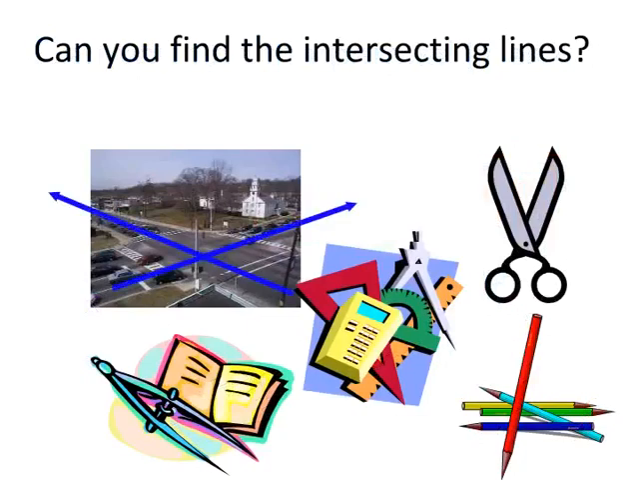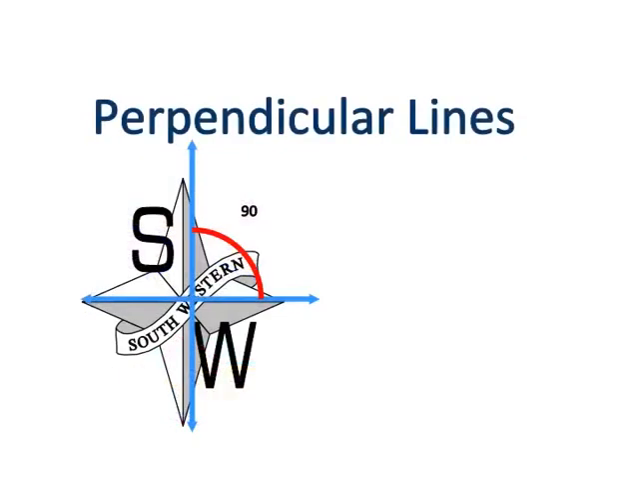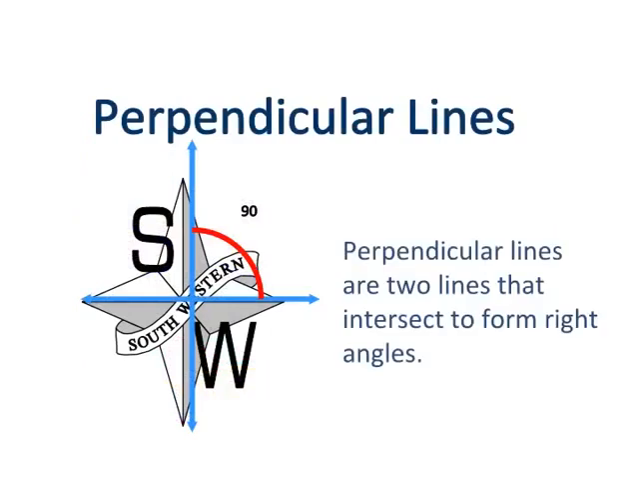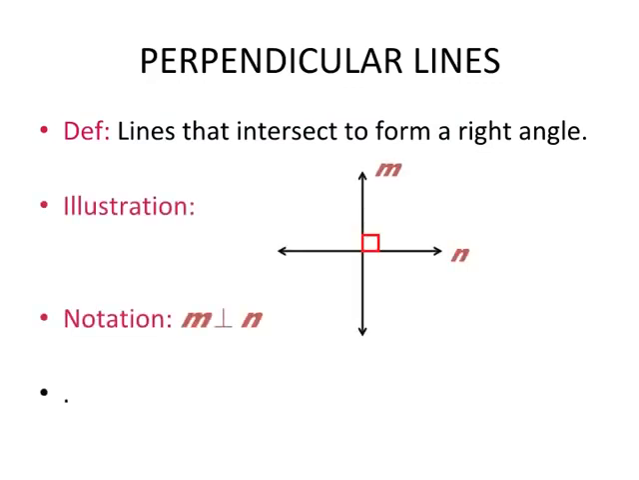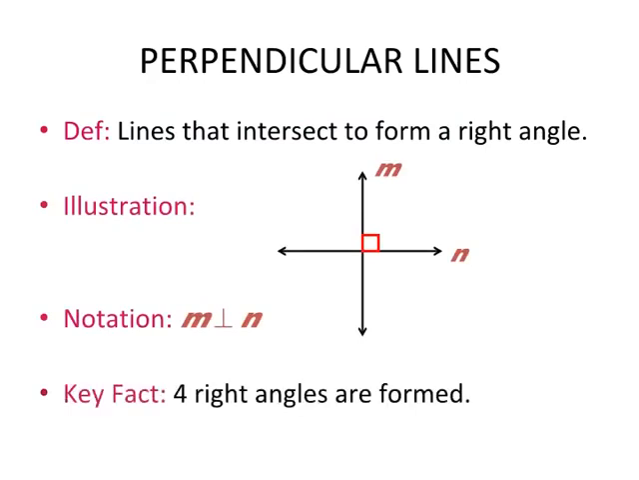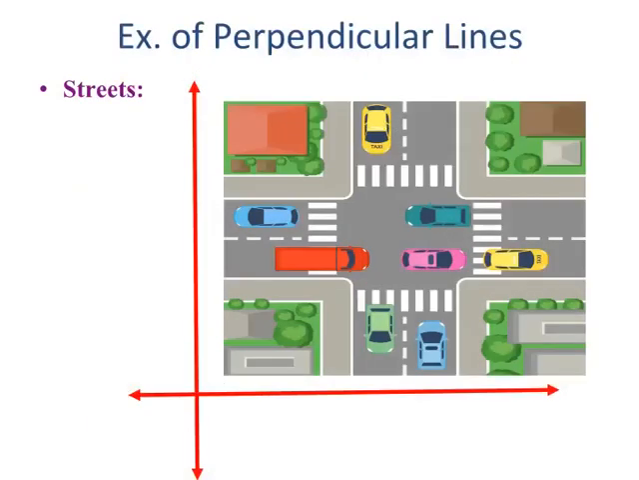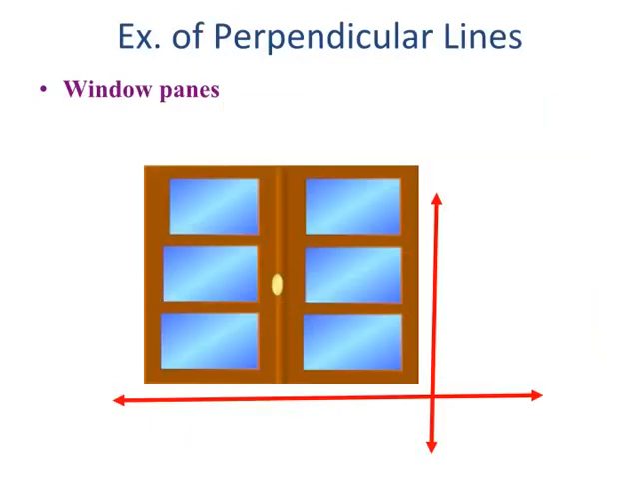Here they are. Perpendicular lines. Perpendicular lines are two lines that intersect to form right angles. They are further defined as lines that intersect to form a right angle. Here is the illustration. M and N are perpendicular, forming a 90-degree angle. Key fact: 4 right angles are formed. Some common real-life examples are streets and window panes.